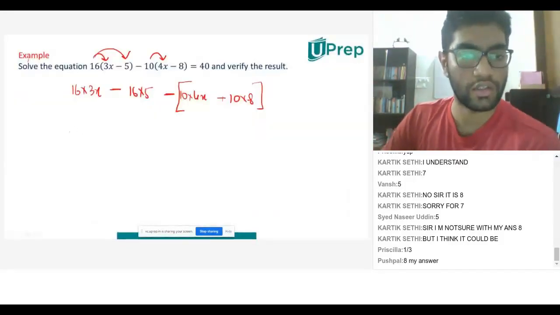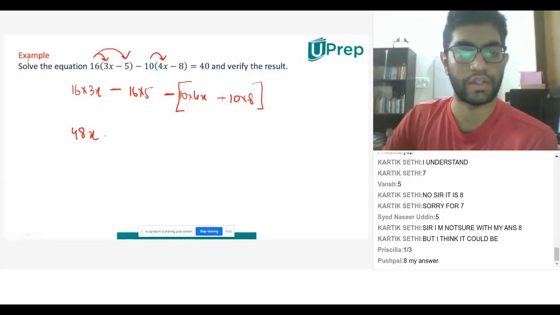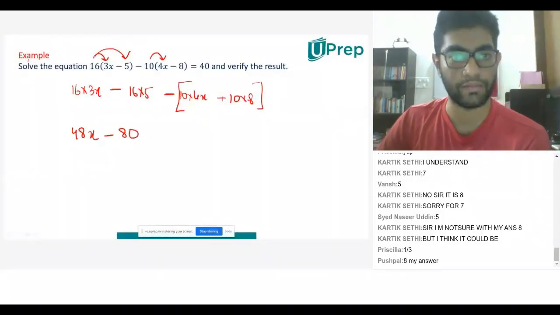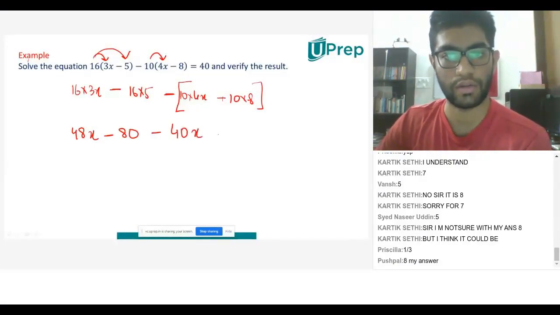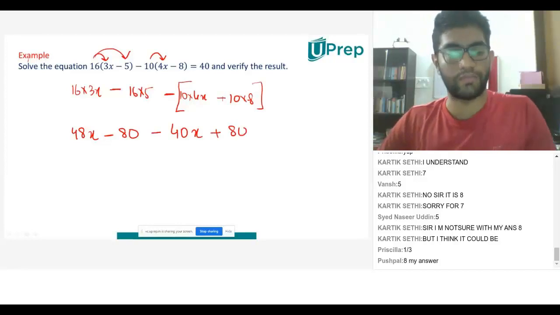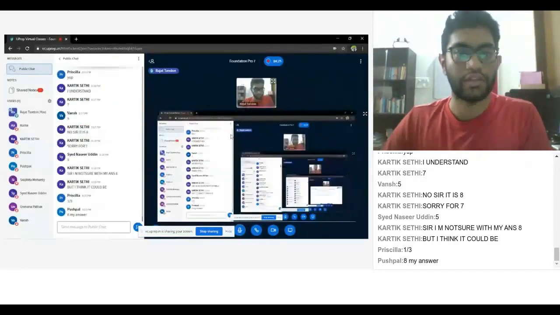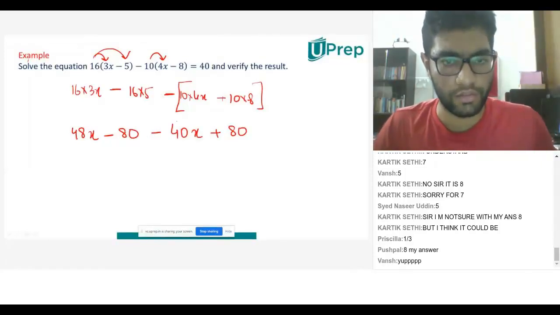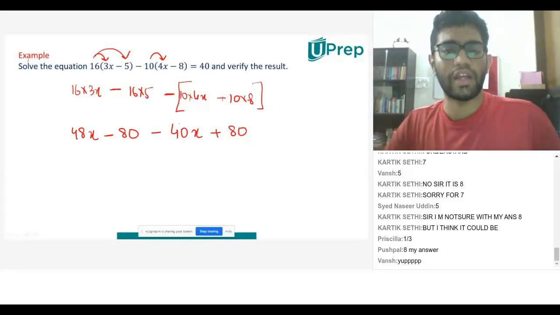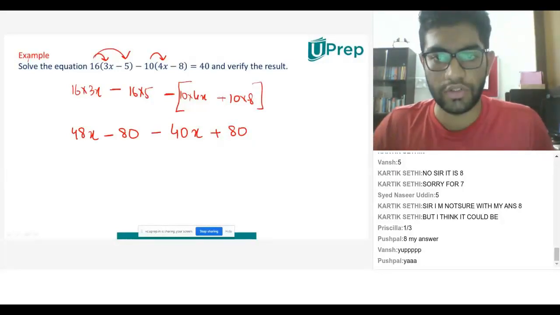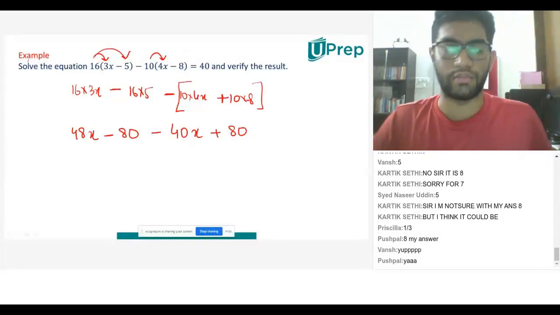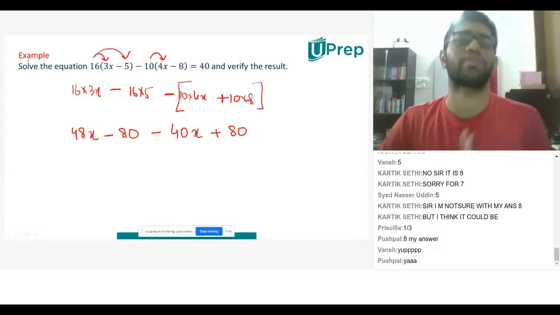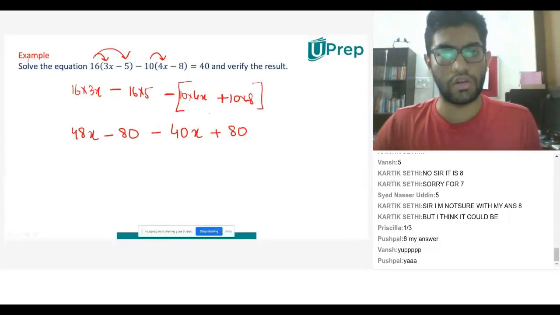Now 16 into 3 is 48x. 16 into 5 is 80, minus 40x, plus 80. Is it clear till here? Guys, is this clear? I did not do anything. Any doubts till here? This is plus 10 into minus 8. I have just expanded what was given, nothing else. This is equal to 40.